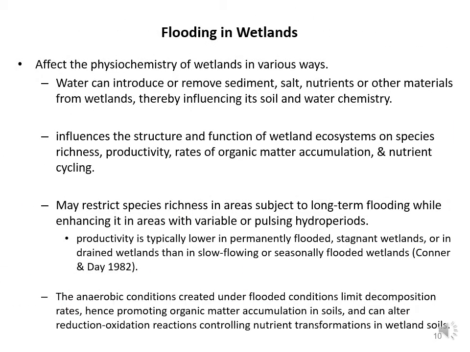In wetlands, flooding affects the physical chemistry of wetlands in various ways. Water can introduce or remove sediments, salts, nutrients, or other materials from wetlands, thereby influencing soil and water chemistry. This influences the structure and function of wetland ecosystems, such as species richness, productivity rates, organic matter accumulation, and nutrient cycling. It may also restrict species richness in areas subject to long-term flooding, while enhancing it in areas with variable or pulsing hydroperiods.